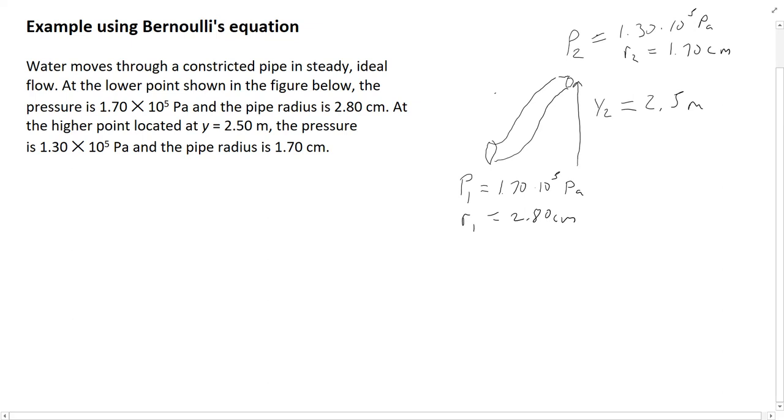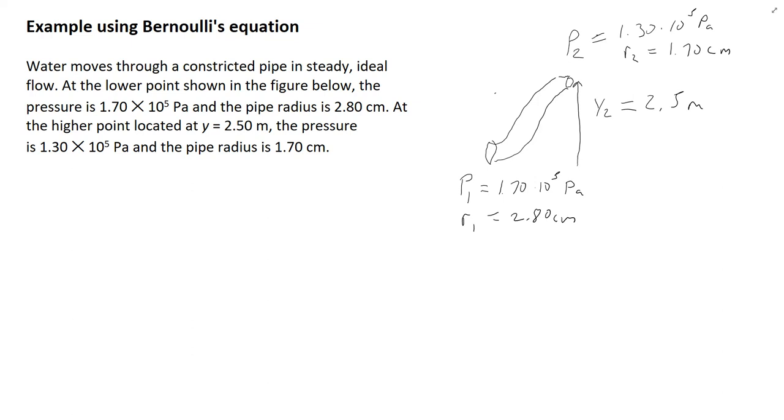This is an example using the Bernoulli equation to find the speed at various points along a pipe. In this case, the water moves through a constricted pipe in steady ideal flow, so that means that we can use all of the assumptions that go with ideal flow, like the Bernoulli equation and the continuity equation are both valid. So we've got water flowing in this pipe.